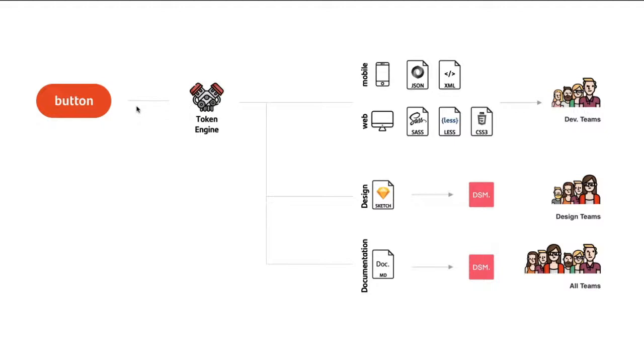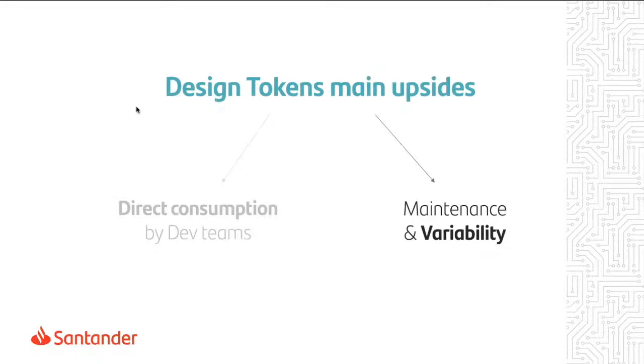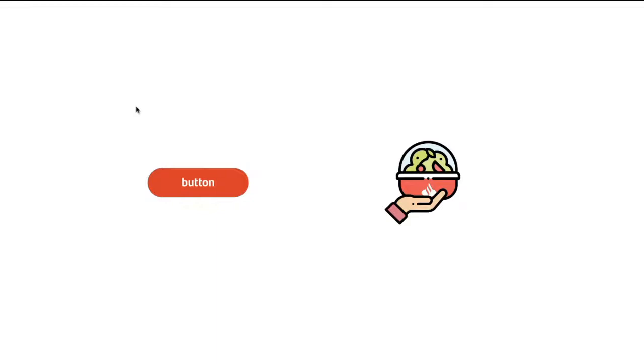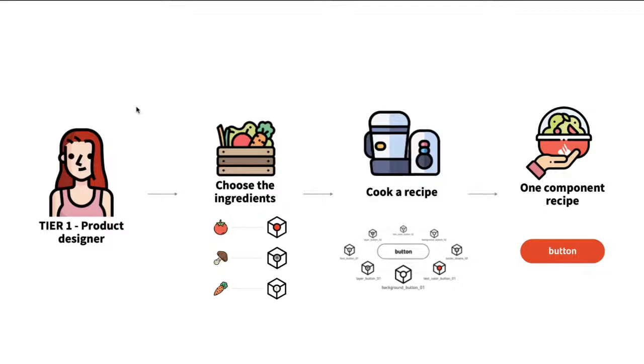The second main upside of design tokens, I would say, is the possibilities of maintenance and variability. For that, I'm going to use a metaphor that Alfonso likes to express, and I think it's a very good metaphor. Let's think of each of our design components as a prepared dish, right? When a designer wants to create a new dish, they first have to choose the ingredients. That means choosing which are the tokens. So I'm going to the token color and I'm going to use a certain value. I'm going to use the token font and a certain value. I'm going to use a token shape and a certain value. Then I'm going to cook that recipe. I'm going to mix all those tokens and then I'm going to have one recipe.